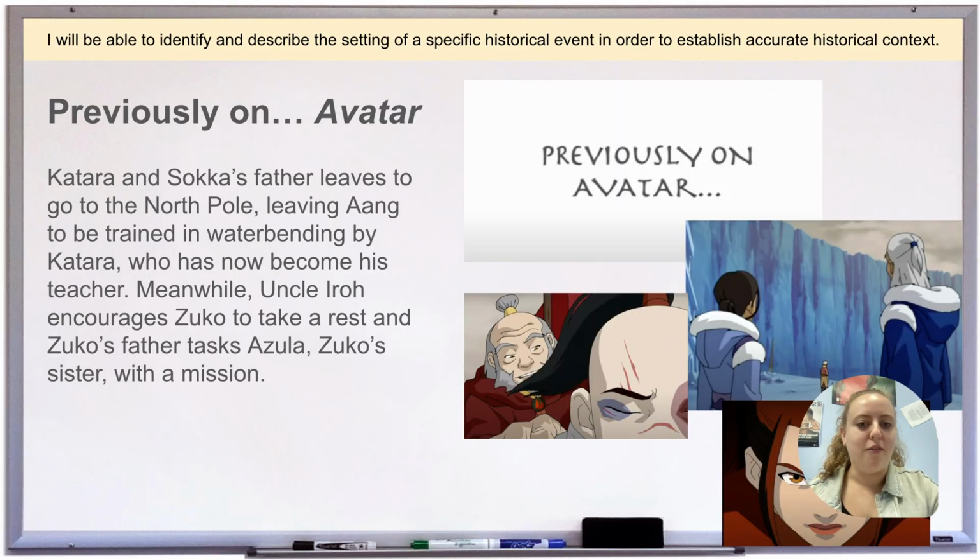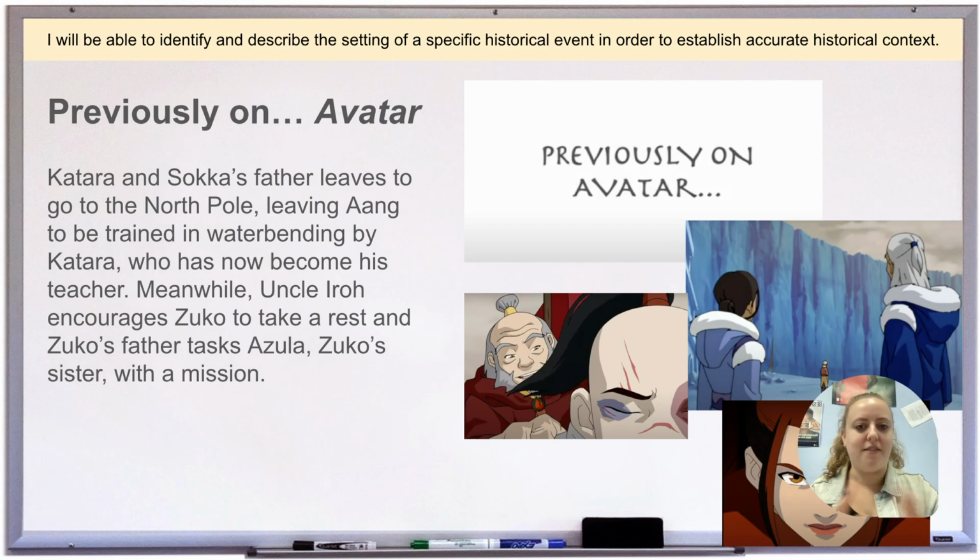So here's an example from the TV show Avatar, which if you're not familiar, it's one of my favorites. It's really great. But here's a previously on, and let's just read through and see what they say. It says, Katara and Sokka's father leaves to go to the North Pole, leaving Aang to be trained in waterbending by Katara, who has now become his teacher. Meanwhile, Uncle Iroh encourages Zuko to take a rest, and Zuko's father tasks Azula, Zuko's sister, with a mission, right?